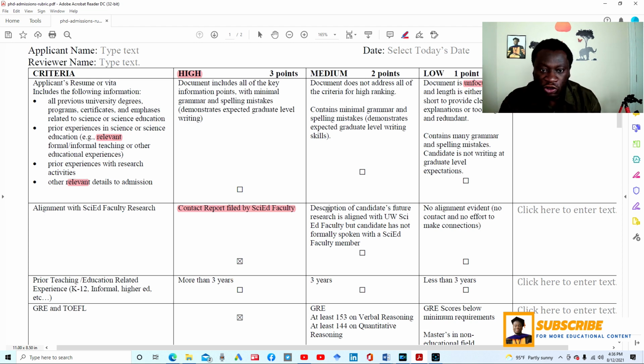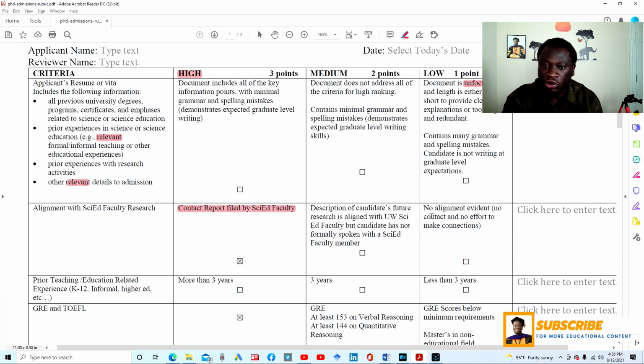Now, if you are going to score medium here, description of candidate's future research is aligned with science ed faculty, but candidate has not formally spoken with a faculty member. So we see that your goals kind of match with what we can offer, but you've not really spoken to anybody. Now, that's important, and I don't need to explain why, because we just talked about it.